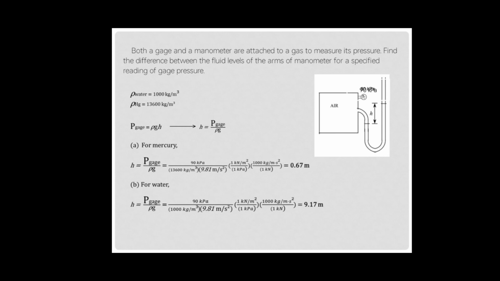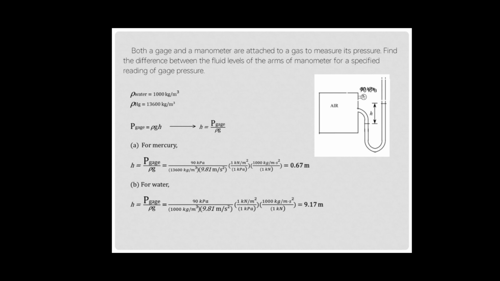And now we're gonna solve some sample problem about pressure. Now, both a gauge and a manometer are attached to a gas to measure its pressure. Find the difference between the fluid levels of the arms of the manometer for a specified reading of gauge pressure. Now, our fluids here are the water and mercury.